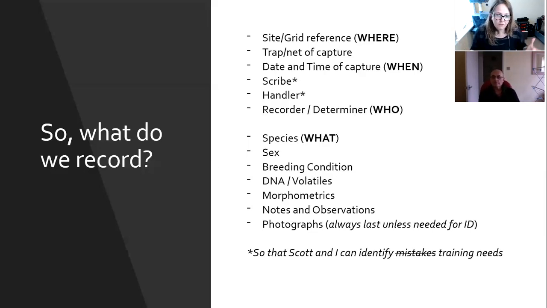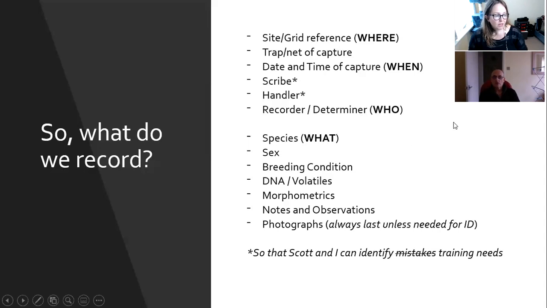Everybody makes mistakes. Everybody. So scribe handler is a person who handles it, and the recorder and determiner, as we've said, is the person who records it, and then the person who questions everything, Tash. And then the determiner is the person who says, yes, I agree, or no, I don't agree. And then we go through a period of having to get more details or evidence. And then we record the species.